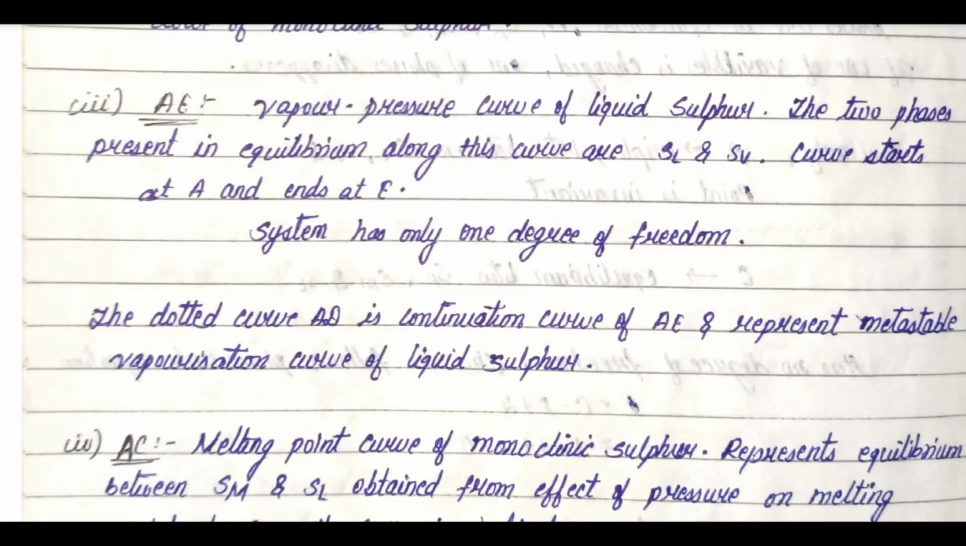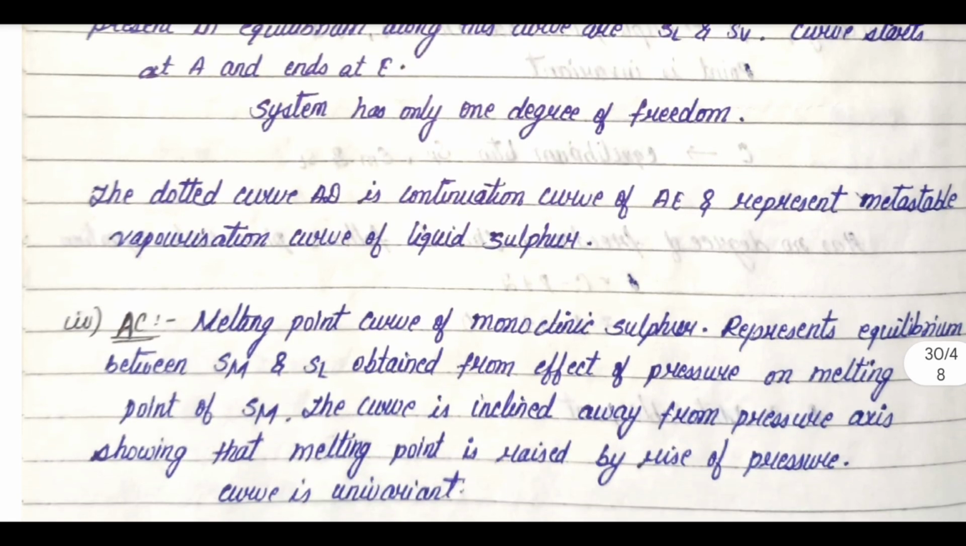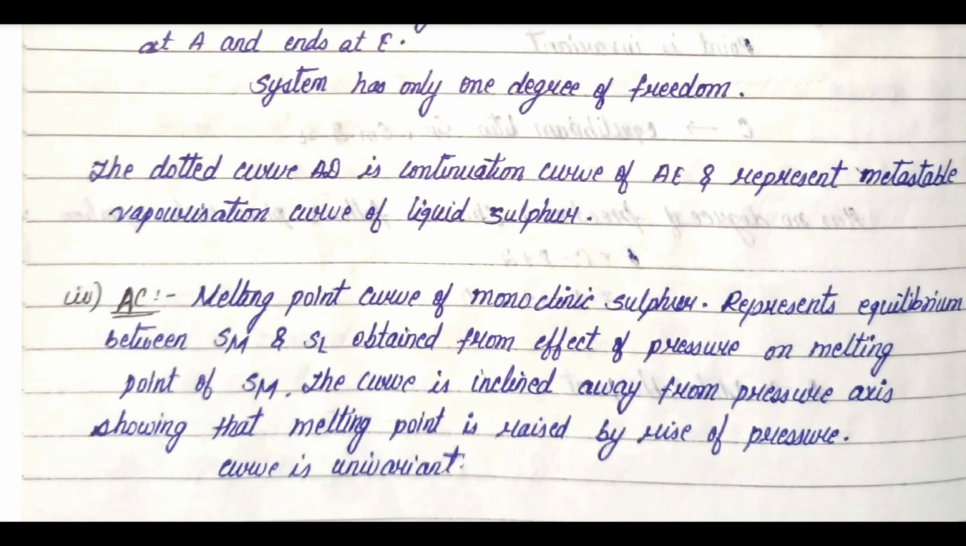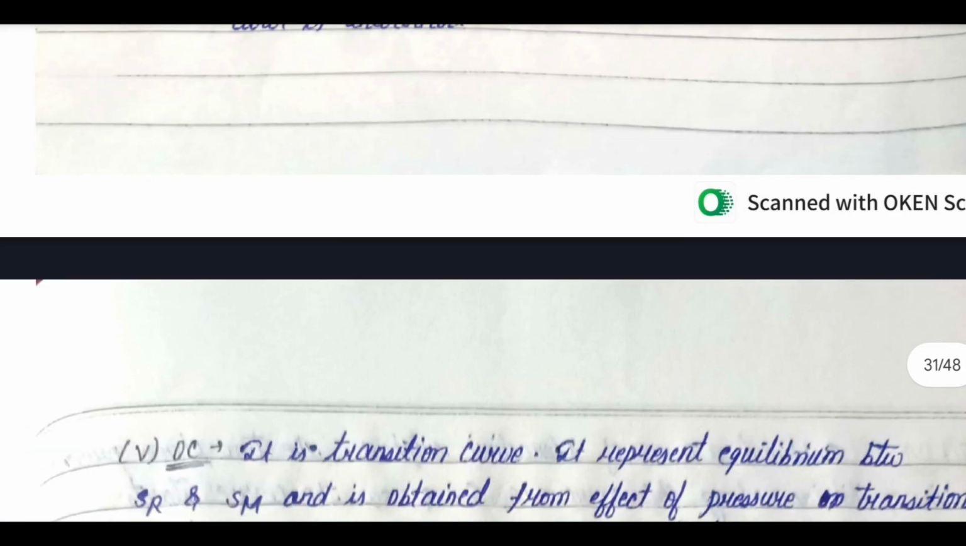The curve starts at A and ends at E. The system has only 1 degree of freedom. The dotted curve AD is a continuation of curve AE and represents the metastable vaporization curve of liquid sulfur. Fourth, AC, the melting point curve of monoclinic sulfur, represents equilibrium between SM and SL, obtained from the effect of pressure on the melting point of SM. The curve is inclined away from the pressure axis, showing that the melting point is raised by a rise of pressure. The curve is univariant.